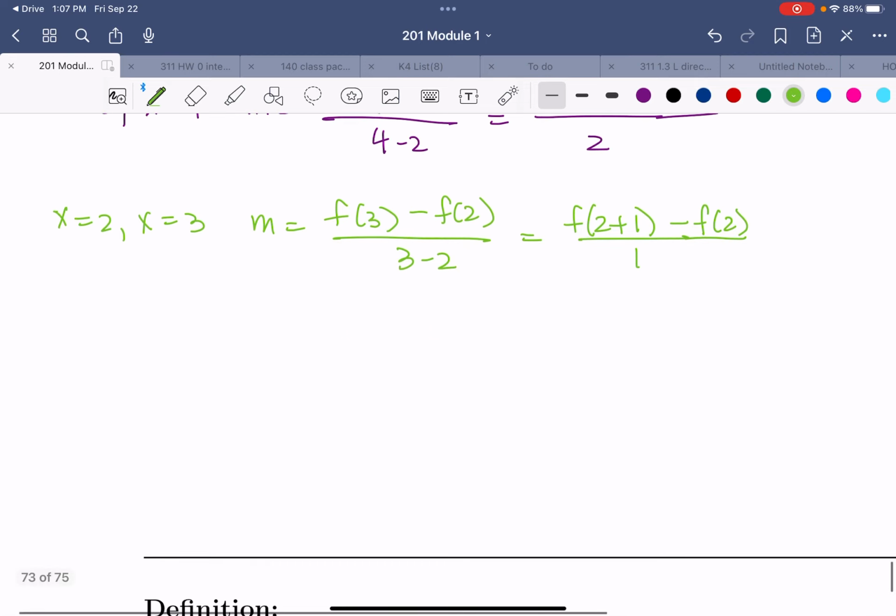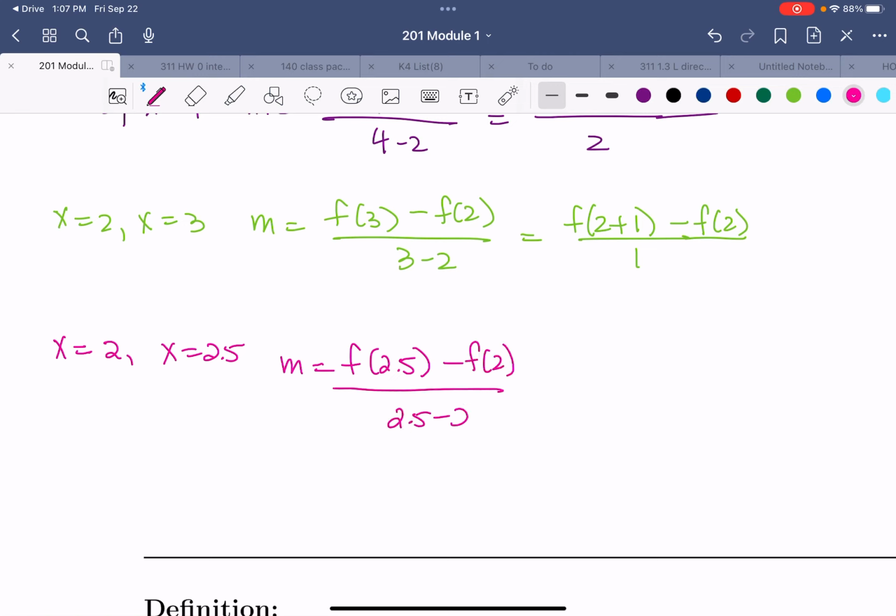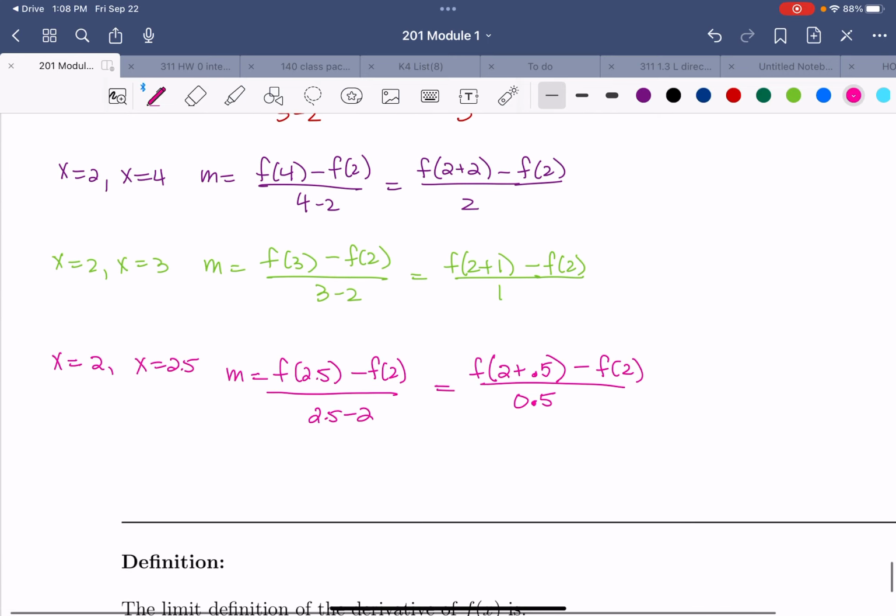And then we had one more, right? So let's go with x equals 2 and x equals 2.5. So our slope was f of 2.5 minus f of 2 all over 2.5 minus 2. And that'll give us 0.5 in the denominator. And our 2.5 we're going to write as 2 plus 0.5, minus f of 2. And then we're going to see what happens now.